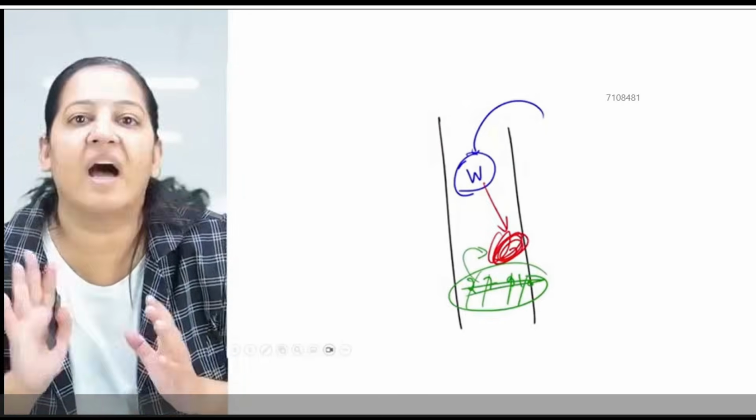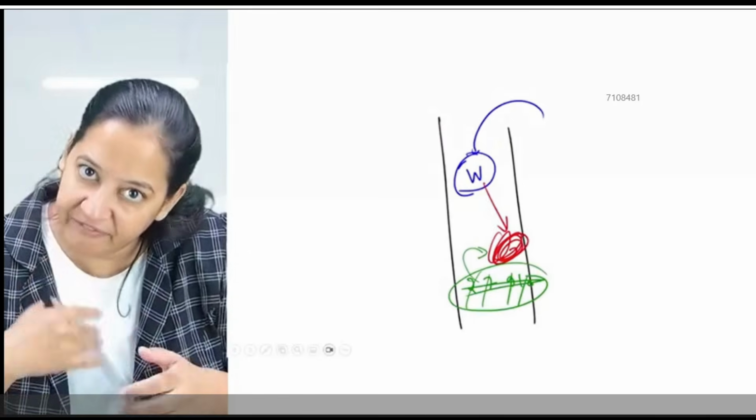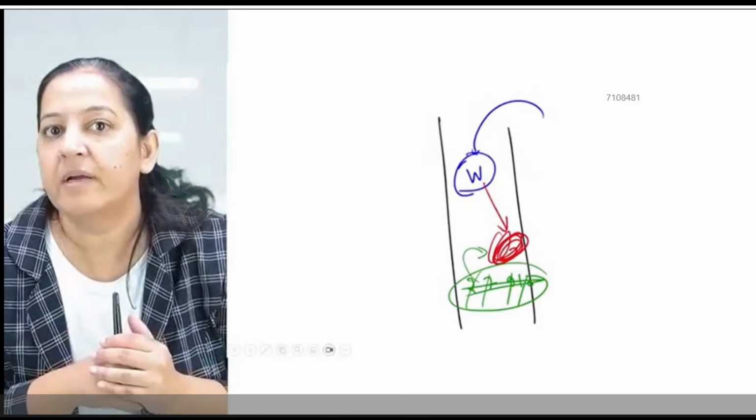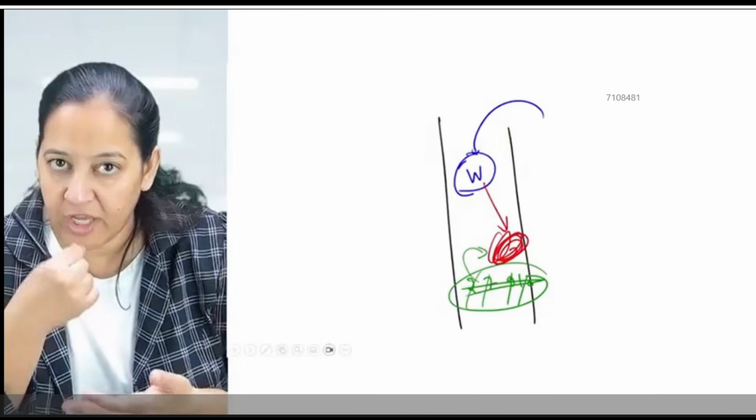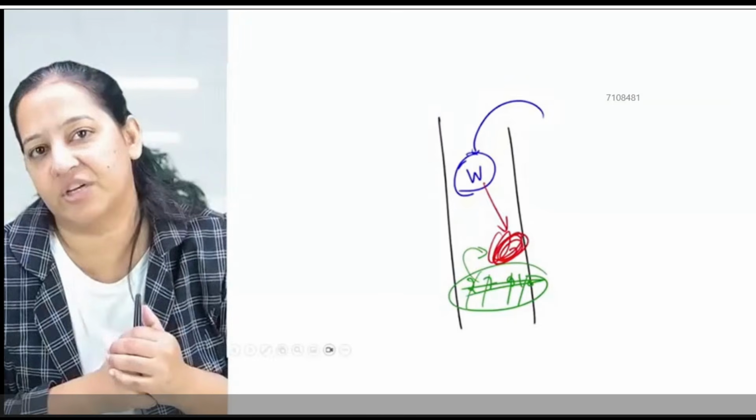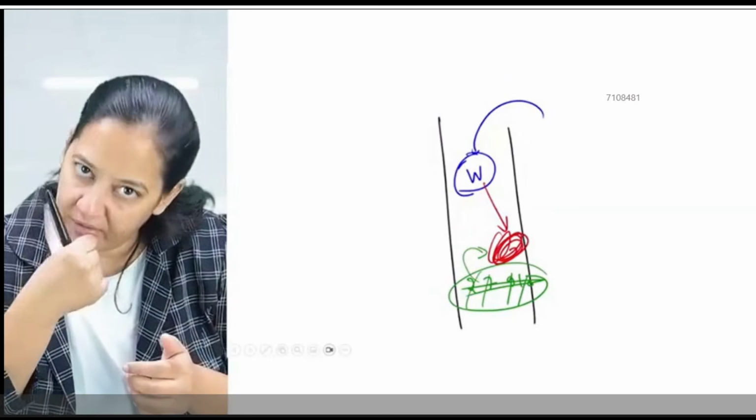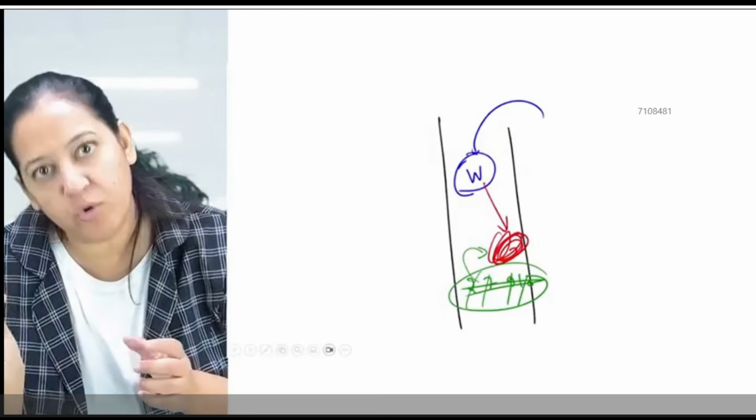So that is measured with INR. A patient on warfarin has to measure their INR every week. And we have to keep the dose so that their INR is in range. We can increase or decrease the dose of the tablet by looking at the INR report.